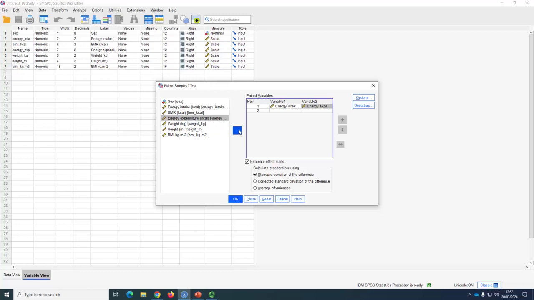And then we get all the tables. We get pretty much the whole morning's worth of stuff. Yeah, energy intake goes in variable 1. Oh, no, because just because it's number 1.